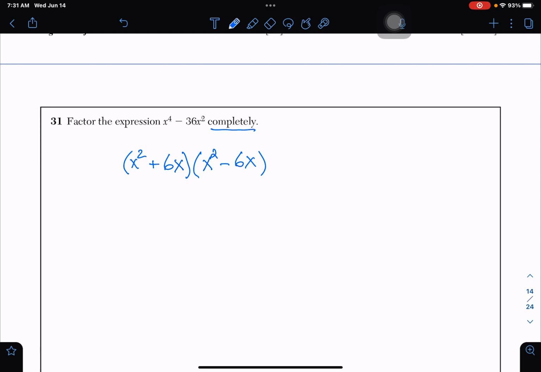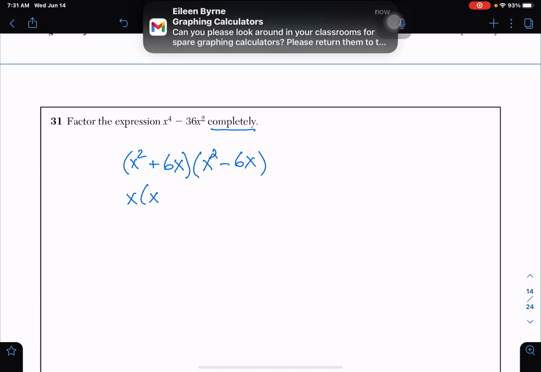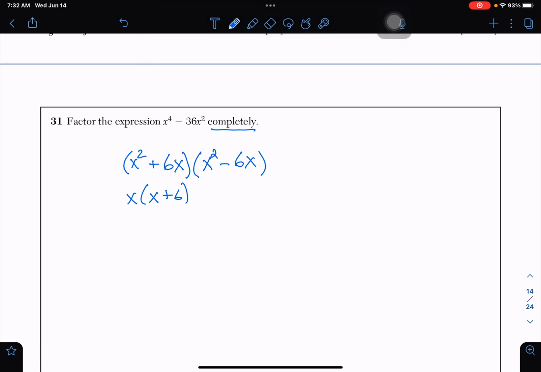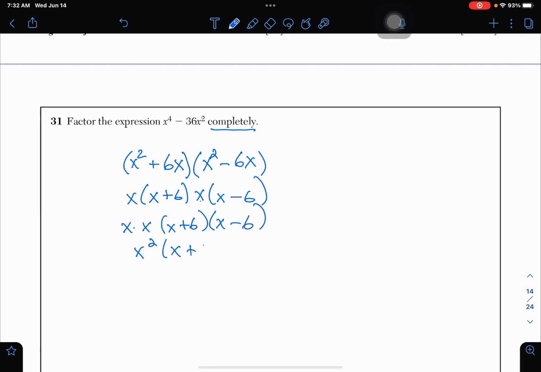Okay, now when you get here, we can factor both of these with a common factor. So I can take out an x here, and I have x plus 6, and I have an x here, times x minus 6. So I can multiply the x's: x times x, x plus 6, x minus 6. So you have x squared times x plus 6, x minus 6.